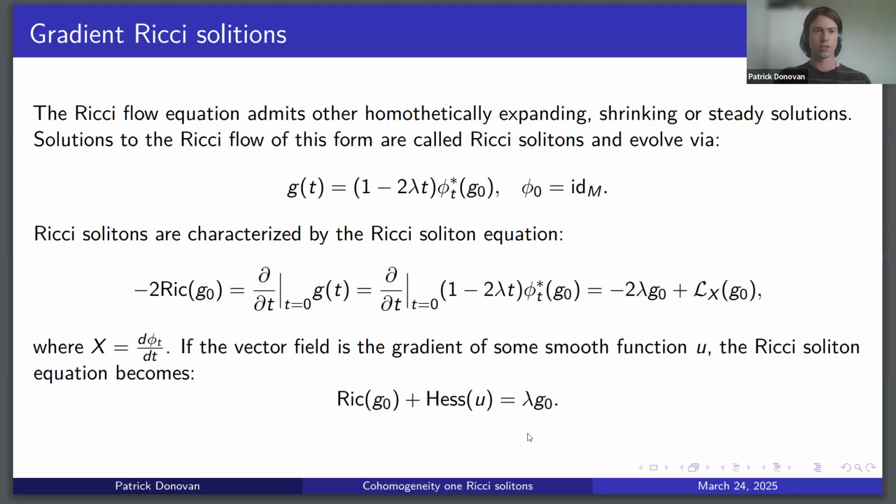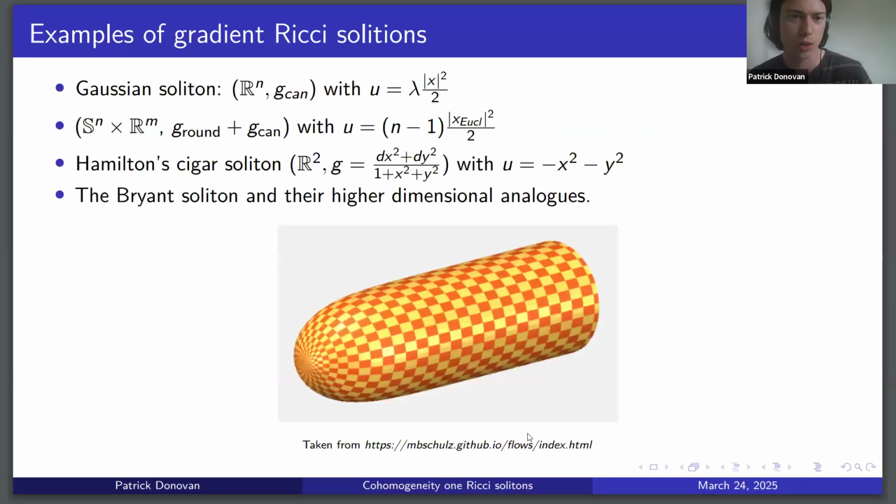Now, what are examples of these things? Of course, if I have my u constant, I just get my Einstein manifolds back. But what are some examples where u is not constant? Well, the most obvious example is the Gaussian soliton. I start with flat R^n, and I can add my soliton potential as this function, and now I can actually get any lambda. In particular, I can be shrinking, steady, or expanding.